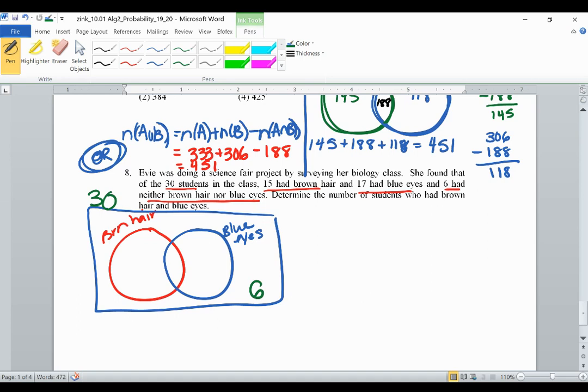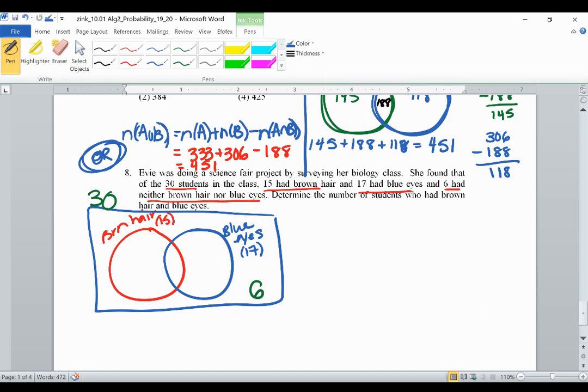So I know that 15 have brown hair, and I know that 17 total have blue eyes. So the red circle needs to add to a total of 15. The blue circle needs to add to a total of 17. I want to know what's in this overlap. How many have both? Okay, so maybe pause the video here and try to think of a way how could we calculate this?